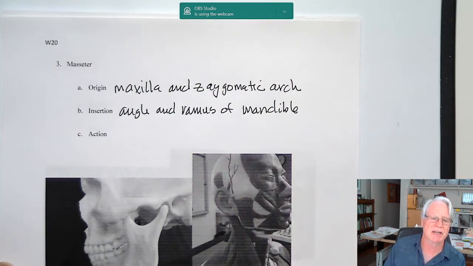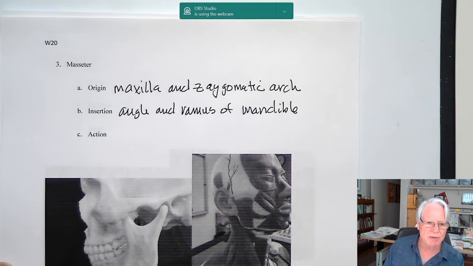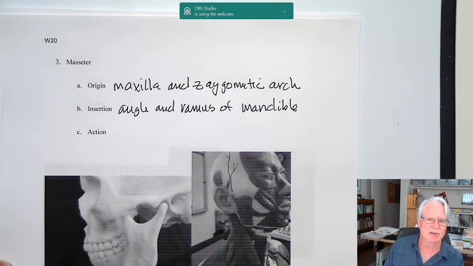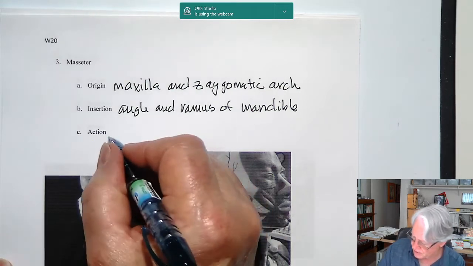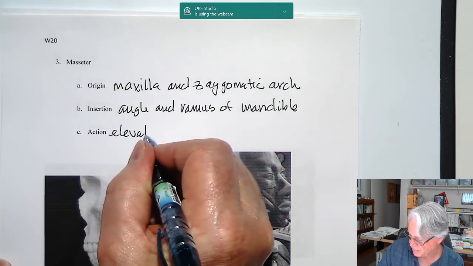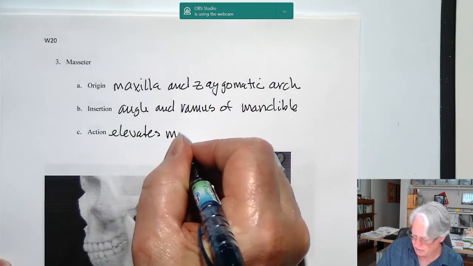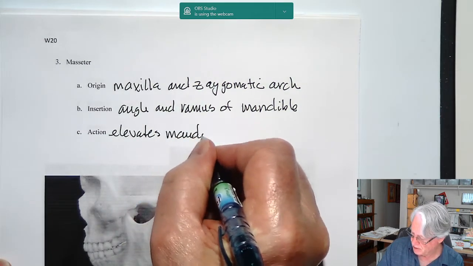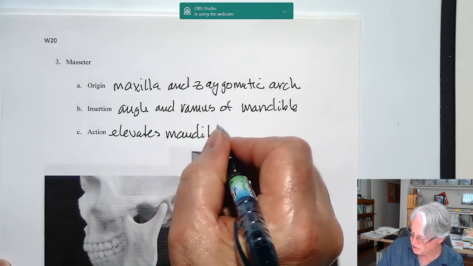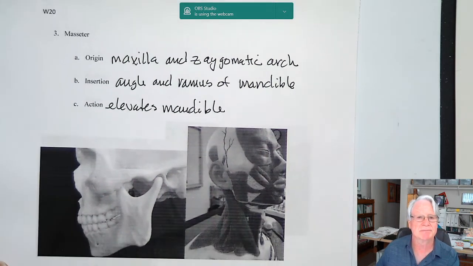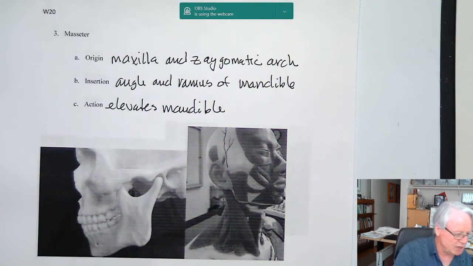Many of the structures that I had you learn are in fact going to be things that you're seeing here when we study the muscles, or later on when you study other soft tissue. The action is elevates mandible. What does that mean? It means it raises the mandible up. Okay, so we have a couple of pictures for that.